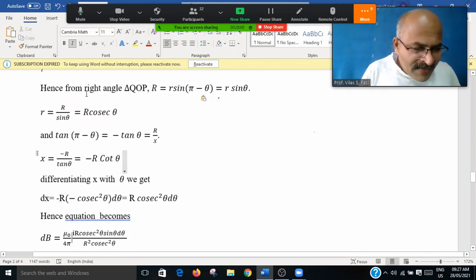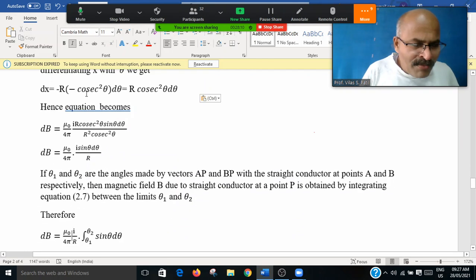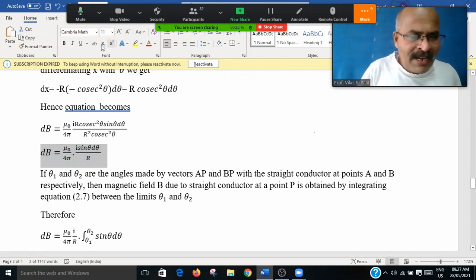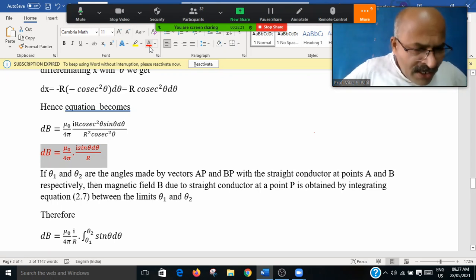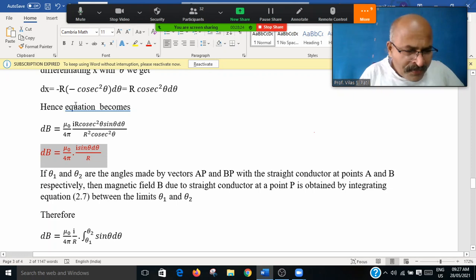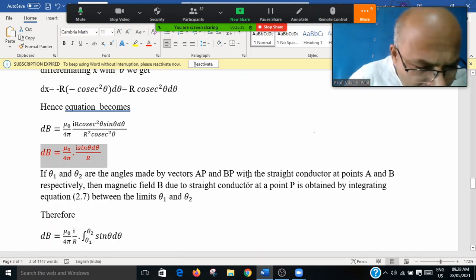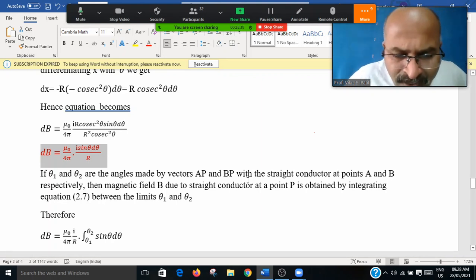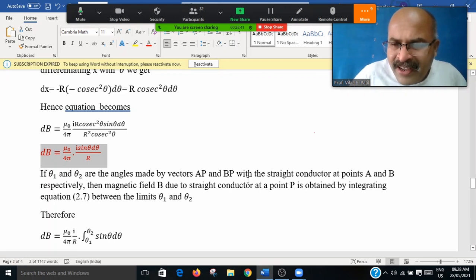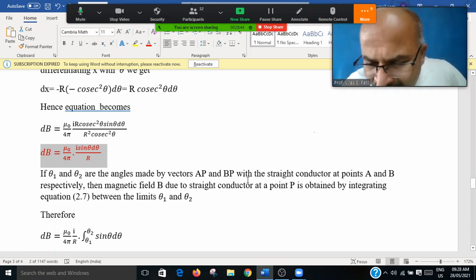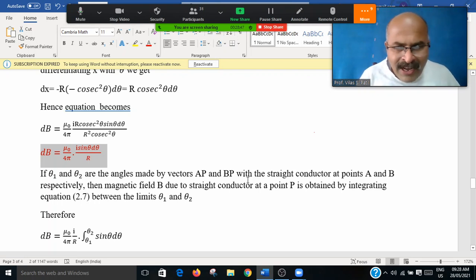Here dB is equal to आपल्याला मिळालं म्यू झिरो डिवायडेड बाय 4 पाय. डीबी काय मिळालं, इथं मिळालं बघा, dB that is μ0 divided by 4π into I into sin θ dθ divided by r. If θ1 and θ2 are the angles made by the AP and BP with respect to the long and straight conductor at points A and B respectively, then the magnetic field due to the long and straight current carrying conductor I will be given by integrating between θ1 and θ2.